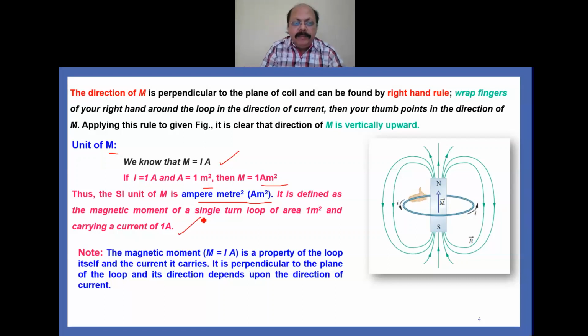Now here you note down the important point that the magnetic dipole moment, that is M equal to IA, is the property of the loop itself and the current it carries. It is perpendicular to the plane of the loop and its direction depends on the direction of the current. Obviously, if the direction of the current in the loop is clockwise, then that face is the south pole, and if it is anti-clockwise, then that face is the north pole, and the direction of magnetic dipole moment is always from south pole to north pole. So you just remember it.